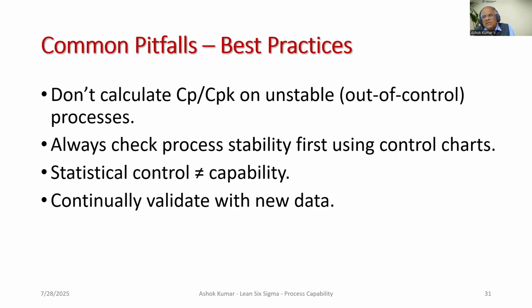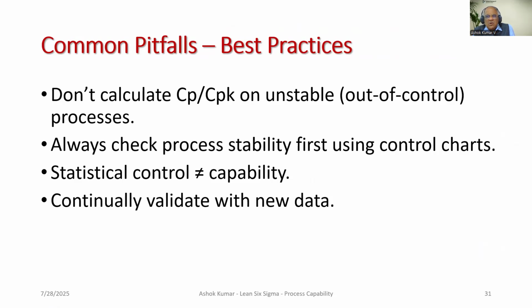This is what I said when I talked about the short run and the long-term run, where in the short term you collect data, establish the control limits, make sure that the process is stable, and then go for a capability study. So always check process stability first using control charts after the short-term study. Control charts are your own limits. Statistical control is not capability.